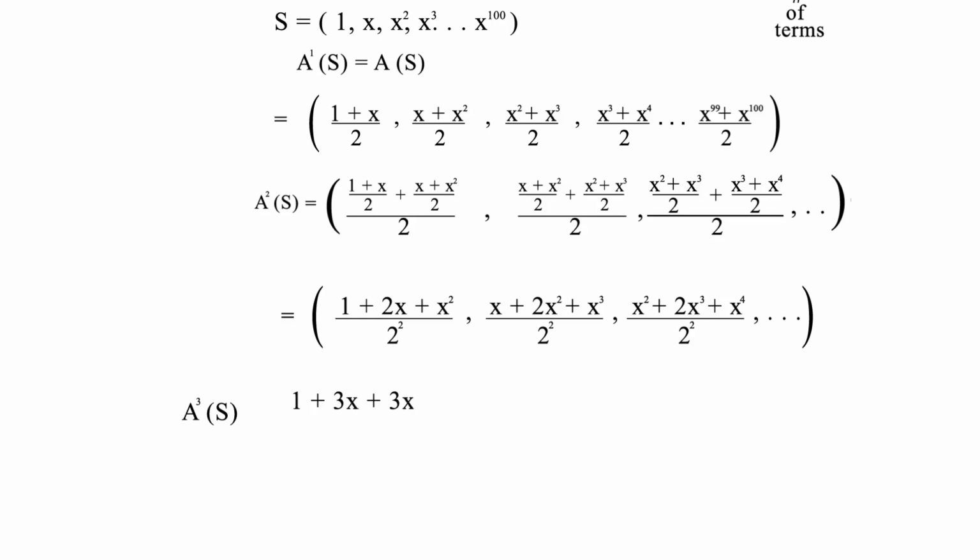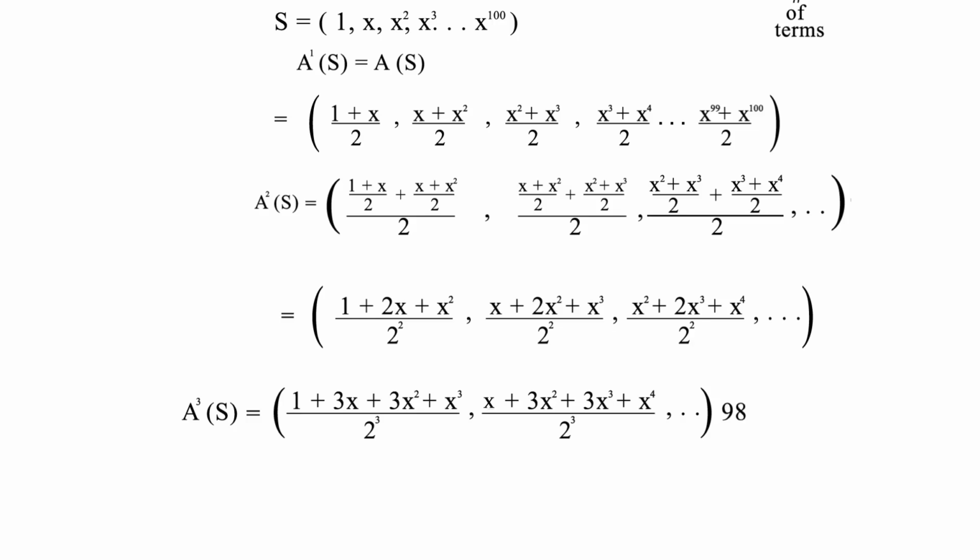3x plus 3x squared plus x to the power of 3, all over 2 squared, all over 2. So it's 2 to the power of 3. Right? I just saved a step there. And the second one, x plus 3x squared plus 3x cubed plus x to the power of 4, all over 2 squared, which would be 2 to the power of 3, dot, dot, dot. And this has 98 terms. So put that 98 in there, number of terms.